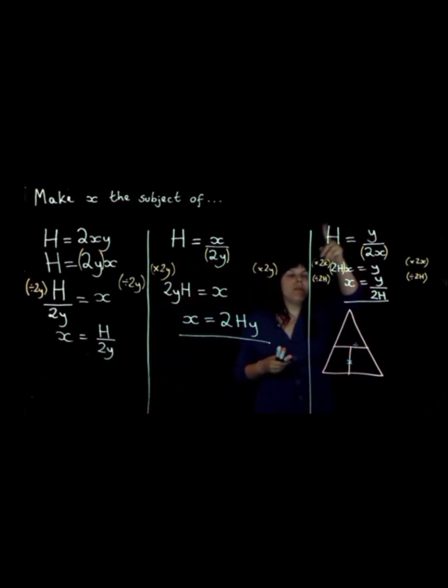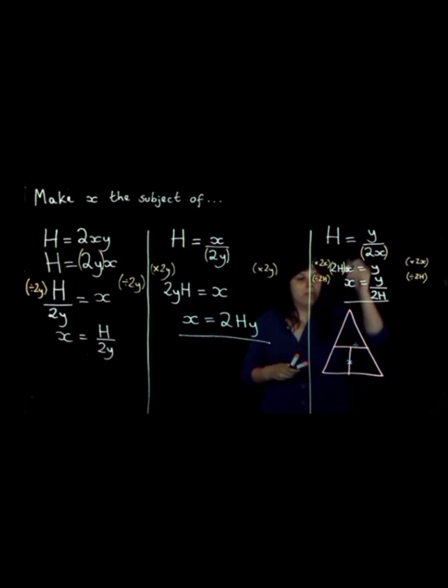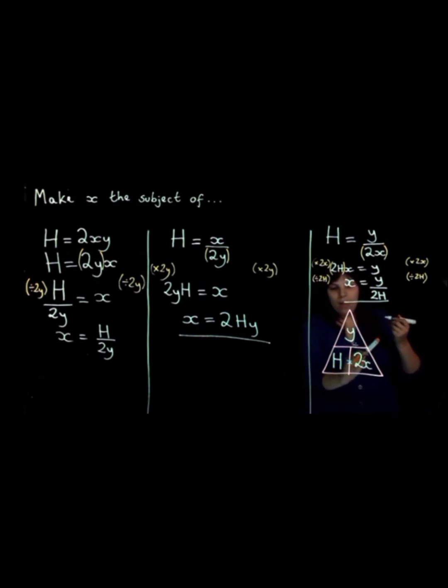So I'm going to go back to my question, and I'm going to put in the top bit, the numerator, so we've got h and we've got 2x. And because I want to rearrange it to get x, I cover up that bit so I can immediately see that 2x equals y divided by h. So that's 2x equals y divided by h.